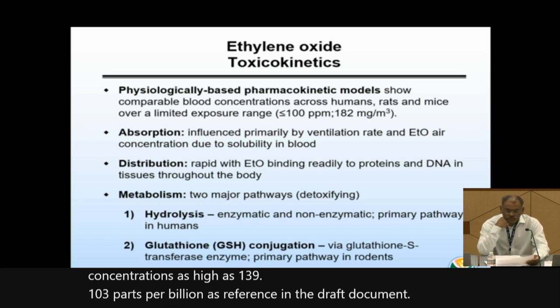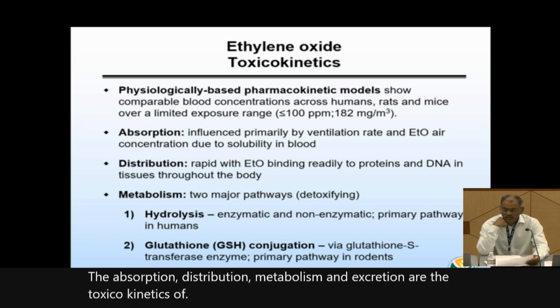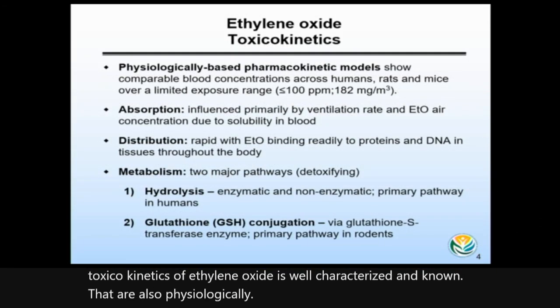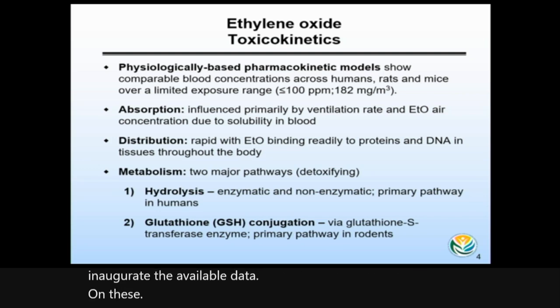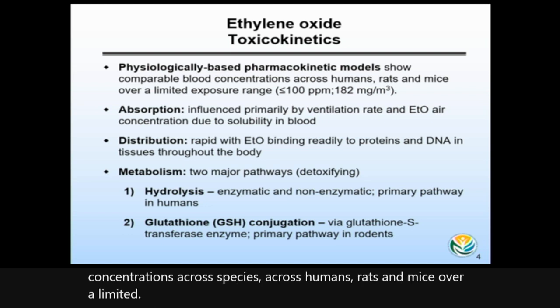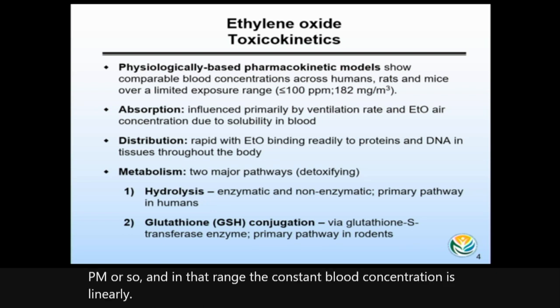The absorption, distribution, metabolism, and excretion, or the toxicokinetics of ethylene oxide, is well characterized and known. There are also physiologically based pharmacokinetic models that integrate the available data on these processes, and they show approximately equal blood concentrations across species, across humans, rats, and mice, over a limited exposure range, like less than 100 ppm or so. And in that range, the blood concentration is linearly related to inhaled concentration as well.